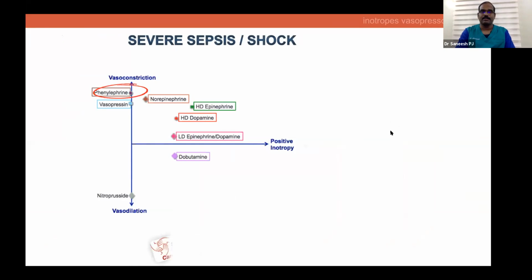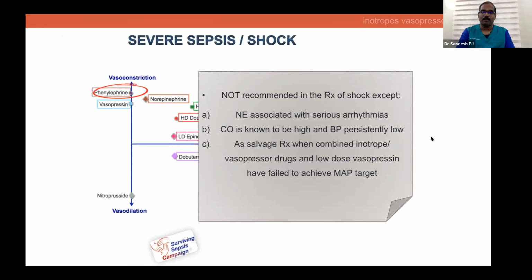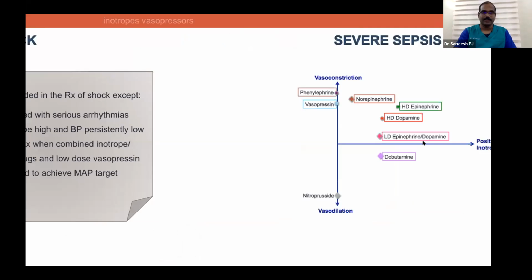Phenylephrine is a good choice because it has good vasoconstriction properties, but it is not recommended in the treatment of septic shock per se, except in these conditions. First, when norepinephrine is associated with serious arrhythmias. Second, when cardiac output is known to be high and BP is persistently low. And third, as a salvage treatment, when combined inotrope-vasopressor drugs and low dose vasopressin have failed to achieve the mean arterial pressure target. In these conditions, we can straight away go to phenylephrine as a choice.